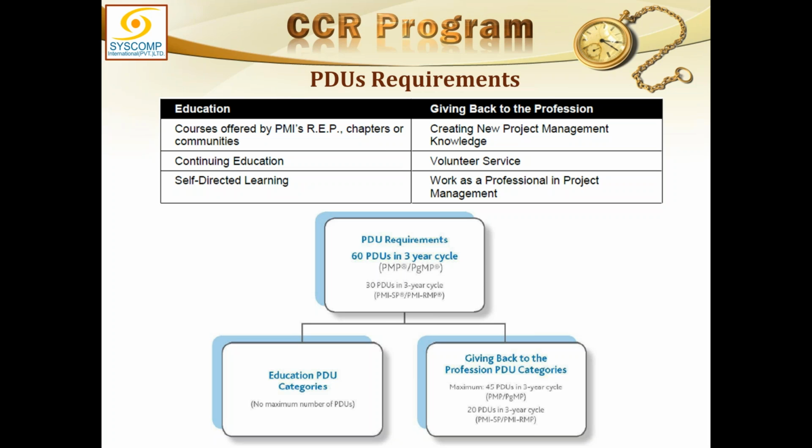How do you get your PDUs? Professional Development Units, 60 PDUs. Actually, there are two categories in which you can get your PDUs. One is the educational category and the other is the giving back to the profession category. Educational category, you can get as many PDUs as you want. This is open. You can get all the 60 PDUs in education. You keep attending the trainings, advanced trainings in the area of business analysis. And every time you attend any seminar or training, you just keep collecting the certificates and keep counting those hours into your PDU.